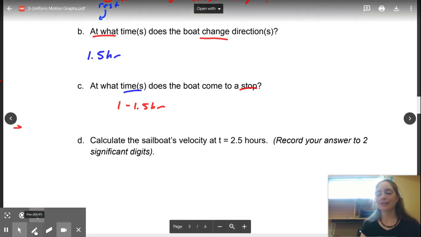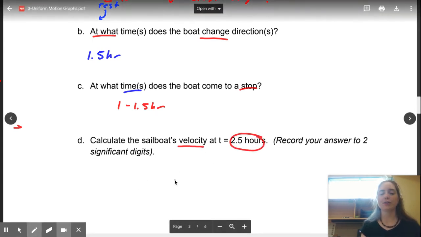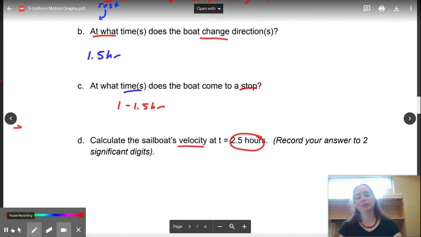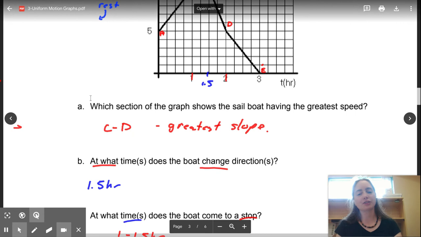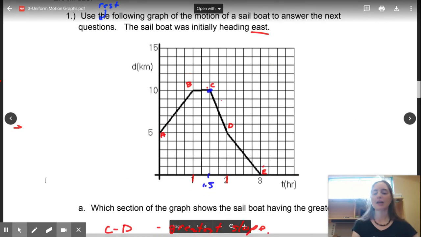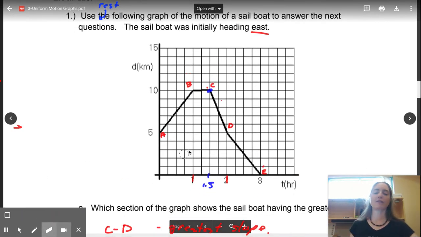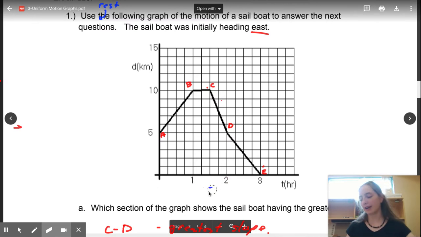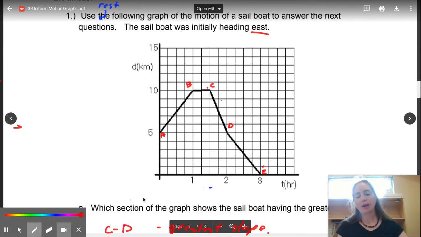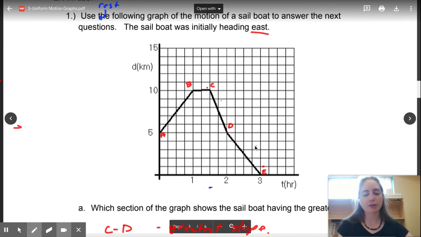And calculate the sailboat's velocity at 2.5 hours. Round your answer to 2 sig digs. All right. So I'm just going to answer this question up here beside the graph because that's going to be easiest. Now I've asked you to calculate velocity at 2.5 hours. Okay, let's find 2.5 hours on the graph. Right there. What do I do?